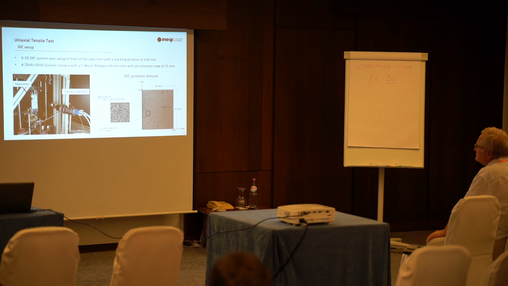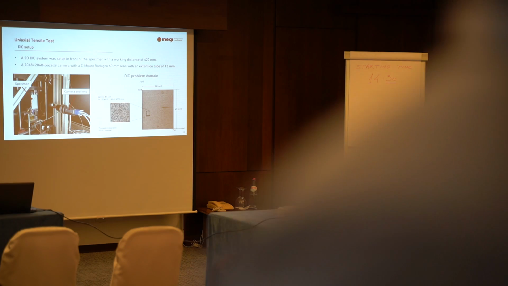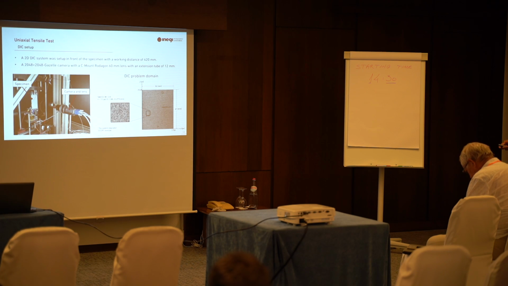This is some detail about digital image correlation, separate from the ESPI. We use a 4 megapixel camera with a 60mm lens and an extension tube of 12, and this is the field of view and the expected pattern. As I told you before, I made a study on the speckle pattern so that it would be good enough for both DIC and ESPI, because ESPI also needs some painting on the specimen, and digital image correlation does the same.